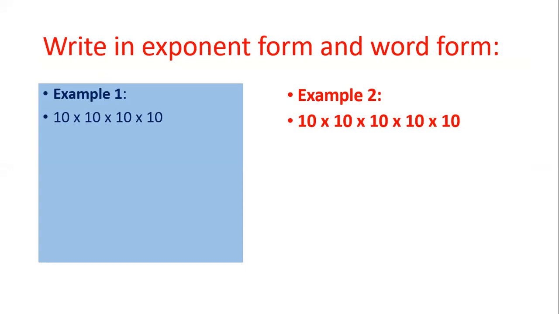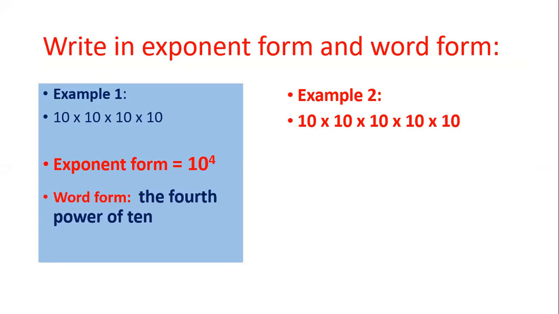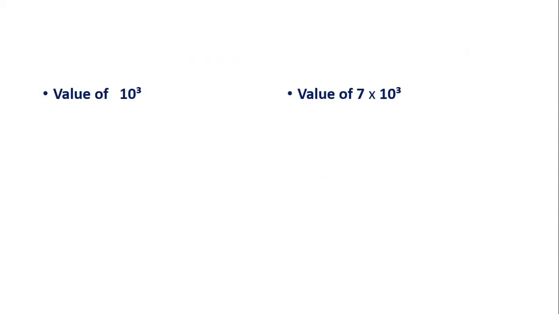Now, here we are going to work out some exercises in the book. Write in exponent form and word form. I've given you 2 examples. The first one is 10 times 10 times 10 times 10. The exponent form will be the fourth power of 10, and you can read it in word form as fourth power of 10. And the second example is 10 times 10 times 10 times 10 times 10. In exponent form, you will write it as the fifth power of 10, and you will read it in word form as the fifth power of 10.